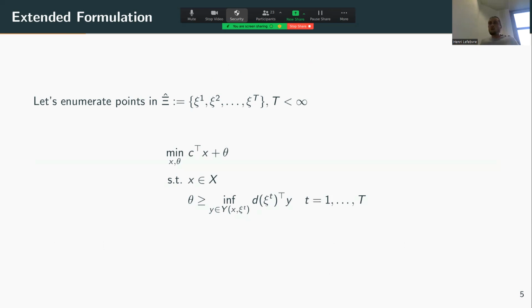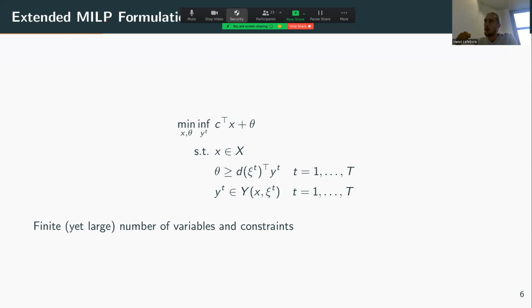And with an epigraph formulation, we introduce a new variable theta that stands for the maximum over all the scenarios of the best response of the second stage. Here you still have some sort of nested optimization problem, but you can get rid of it by just introducing new variables and constraints for every scenario. So now you have variables y_t and a whole set of constraints: y_t has to belong to the second-stage feasible space for every scenario. So this is just a standard MILP problem. The issue, of course, is that this has a large number of variables and constraints.